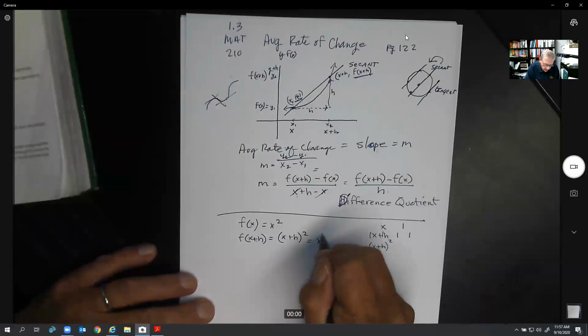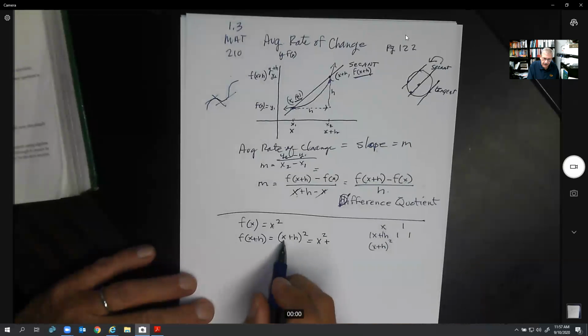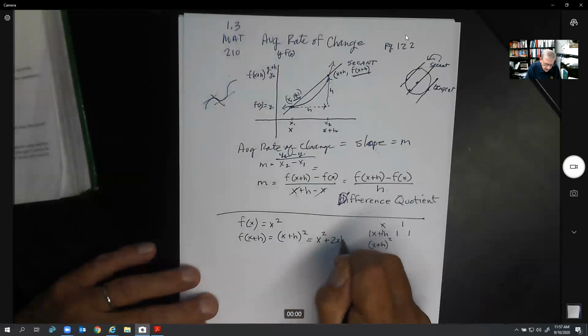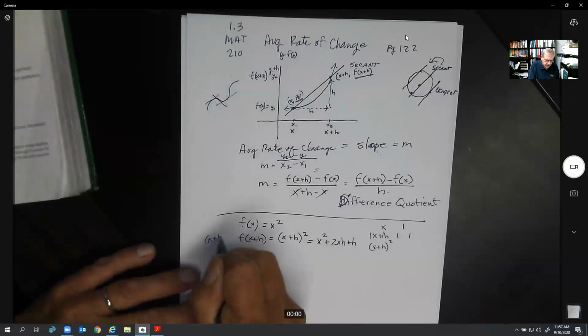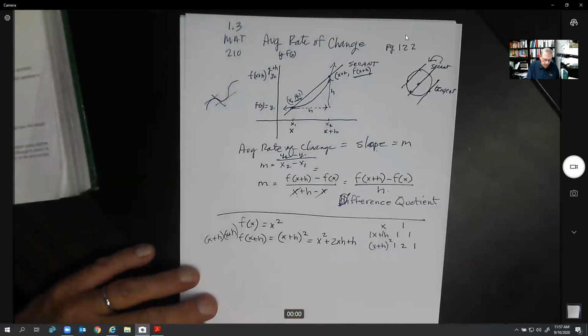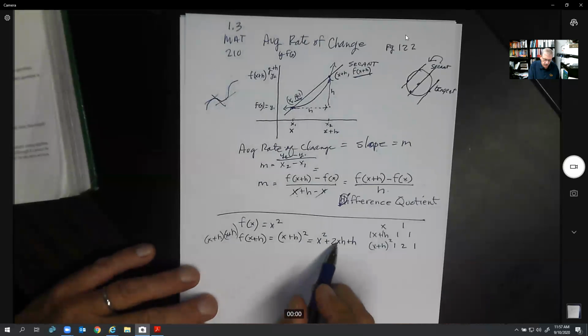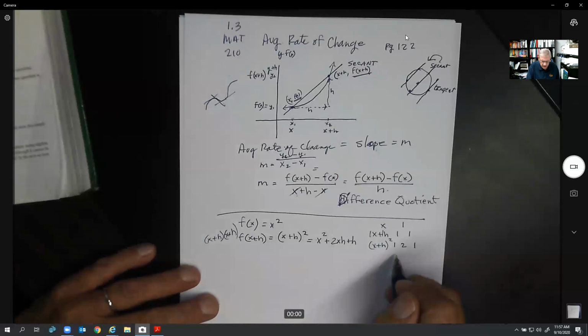x squared plus, remember I showed you a little shortcut, multiply these together and double, 2xh plus h squared. Or you could do a FOIL, you can multiply x plus h times x plus h. And that'll give you this answer. But look here, 1, 2, 1. Those are the coefficients, 1, 2, 1. When I do x plus h to the third later on, it's going to be 1, 3, 3, 1.